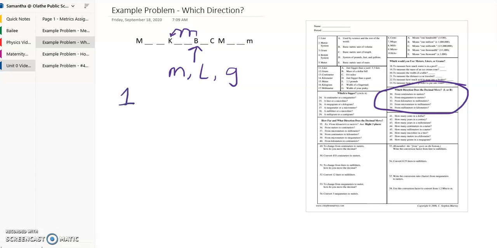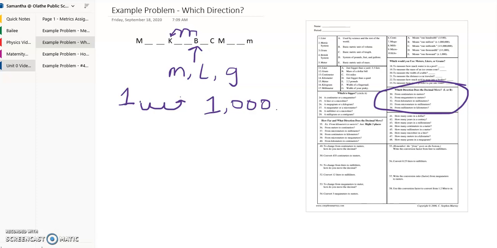For example, if I have the number 1 and the decimal's there, and I need to move 3 times to the right, let's say we go 1, 2, 3, and I move my decimal here, I need to put zeros as placeholders. So I would have 1,000. My decimal's there. Let's do an example together.